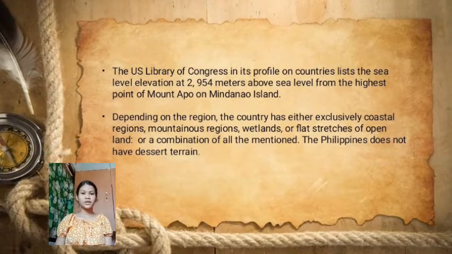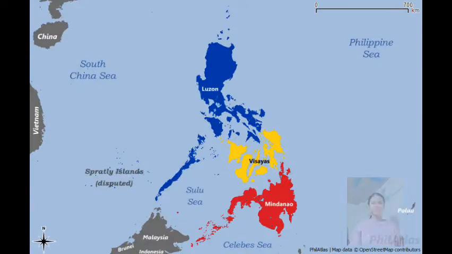Depending on the region, the country has either exclusively coastal regions, mountainous regions, wetlands, or flat stretches of open land, or a combination of all the mentioned. The Philippines does not have desert terrain. Where can the Philippines be found on the world map? The Philippines is located in Southeastern Asia. The country is an archipelago made up of over 7,000 islands and islets. The Philippine Islands are bordered by the Philippine Sea, South China Sea, Celebes Sea, and Sulu Sea.